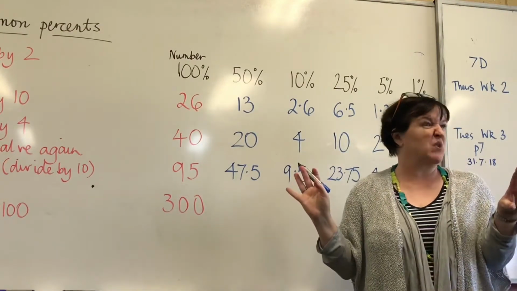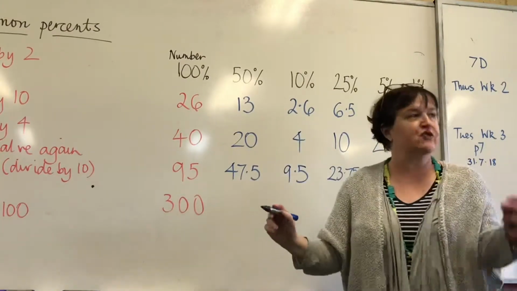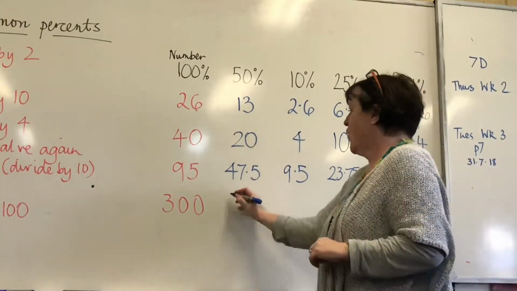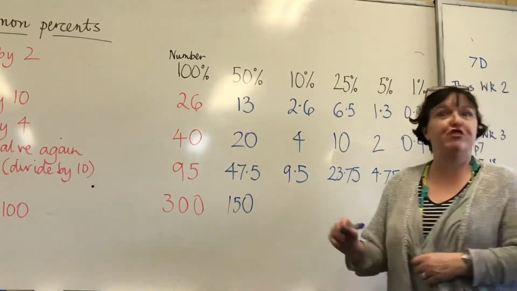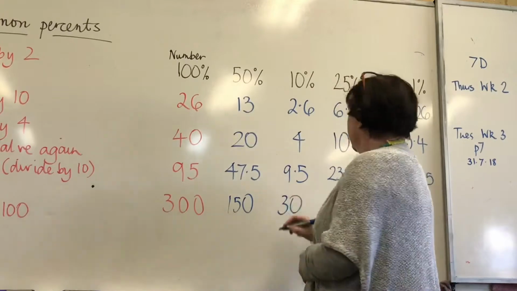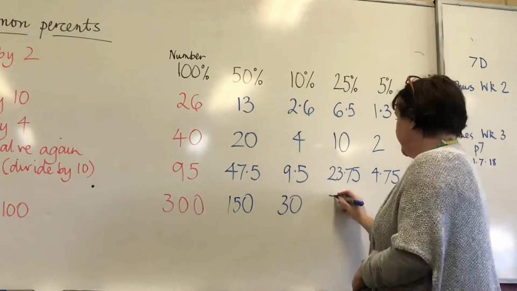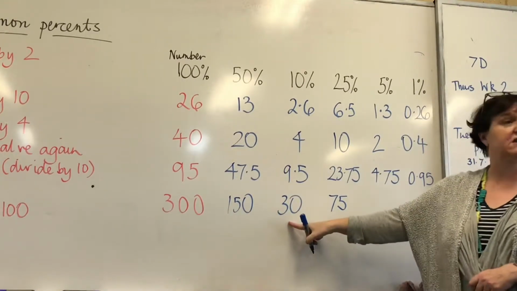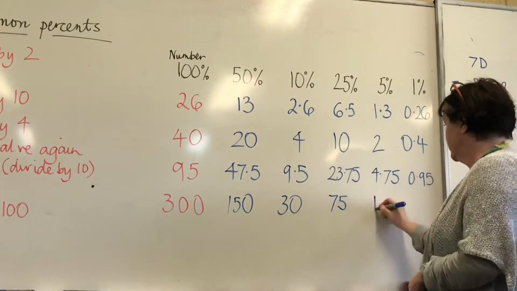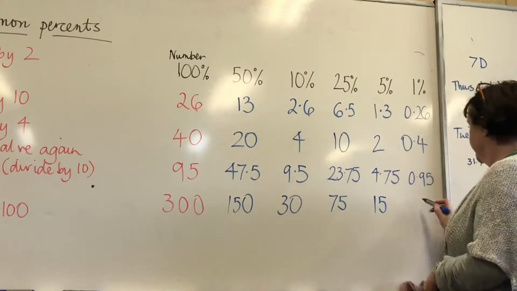Okay, 300 then. This will be an easy one again because it ends in zeros. Let's do it together. 50% of 300, tell me everybody. 150. 10% of 300, 30. 25% of 300, 75. 5% of 300, 15. And 1% of 300, 3.